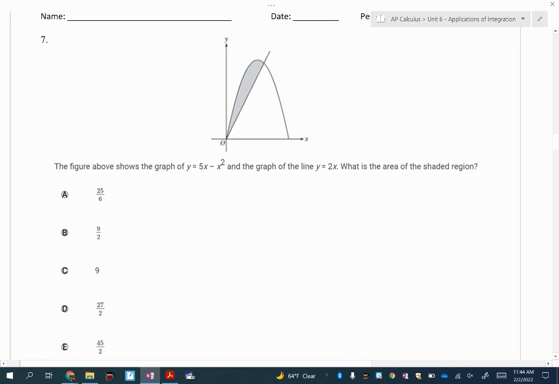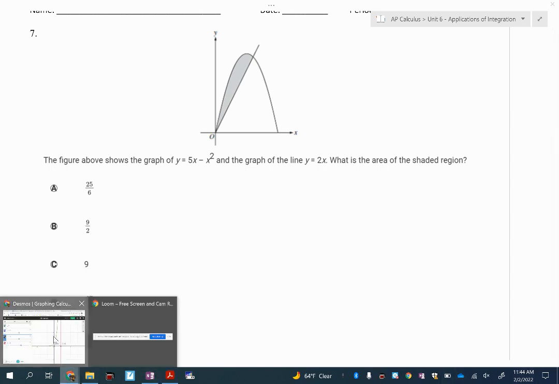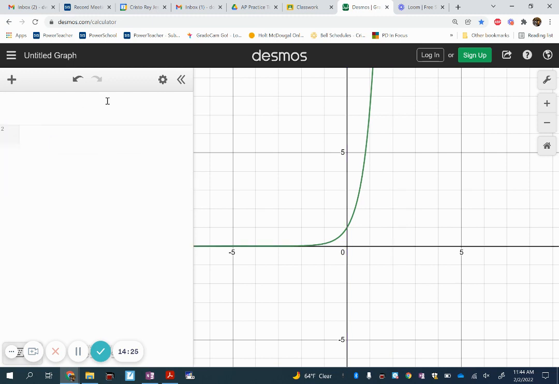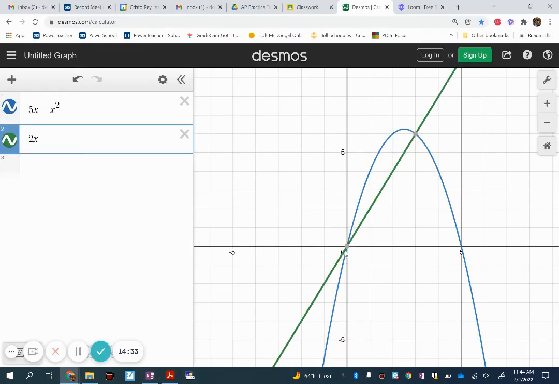All right, so it tells us that we have this figure showing y equals 5x minus x squared, and the graph for the line y equals 2x. What is the area of the shaded region? So I'm going to graph this quadratic and this linear function to help me get my limits of integration. So 5x minus x squared, and the other one is 2x. You can see that we're starting at 0, and they intersect at 3, 6. So in terms of my x values, my limits of integration are going to be 0 to 3.